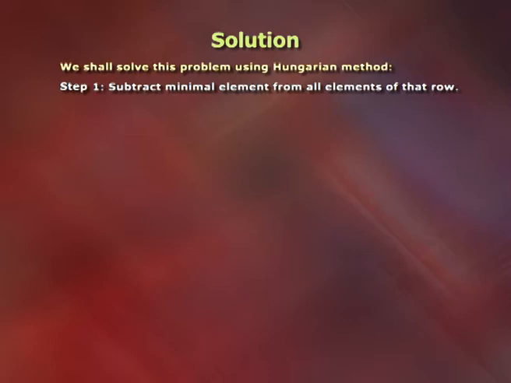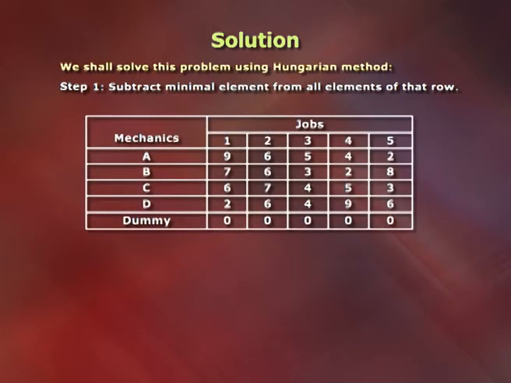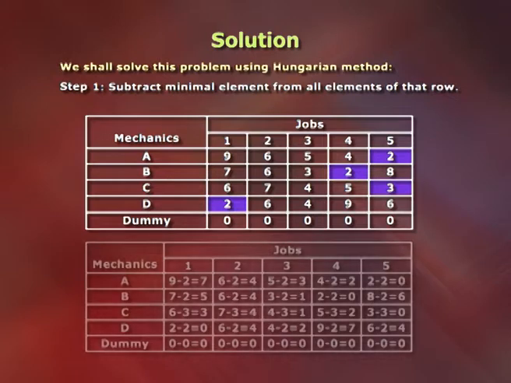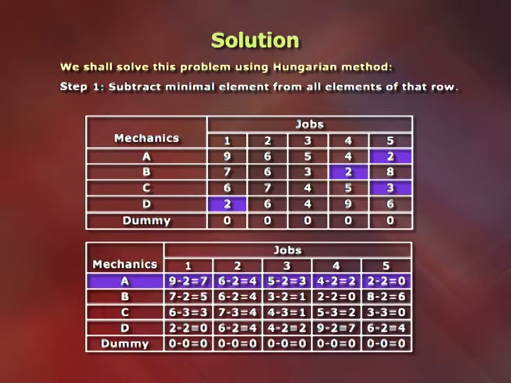Step 1: Subtract the minimal element from all elements of that row. You can see the first row, the elements are 9, 6, 5, 4 and 2. So, the minimum is 2. Similarly, for row 2, the minimum element is 2. For row 3, the minimum is 3. For row 4, the minimum element is 2. And for the dummy row, obviously, it is 0. So, subtracting 2 from all the elements of the first row, 2 from all elements of the second row, 3 from all elements of the third row, 2 from all elements of the fourth row and 0 from all elements of the fifth row.